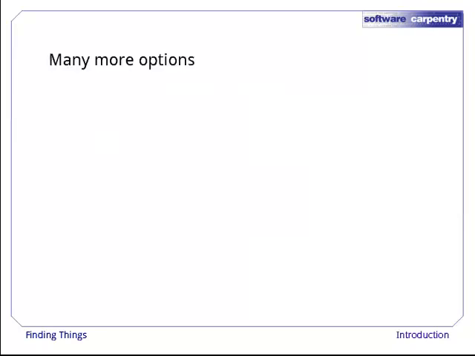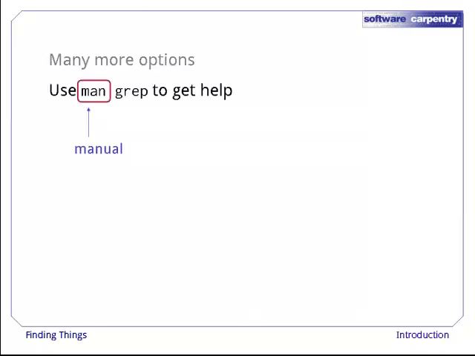Grep has lots and lots of options. To find out what they are, we can type man grep. Man is the Unix manual command. It prints a description of a command and its options, and, if you're lucky, provides a few examples of how to use it. Grep's real power doesn't come from its options, though.